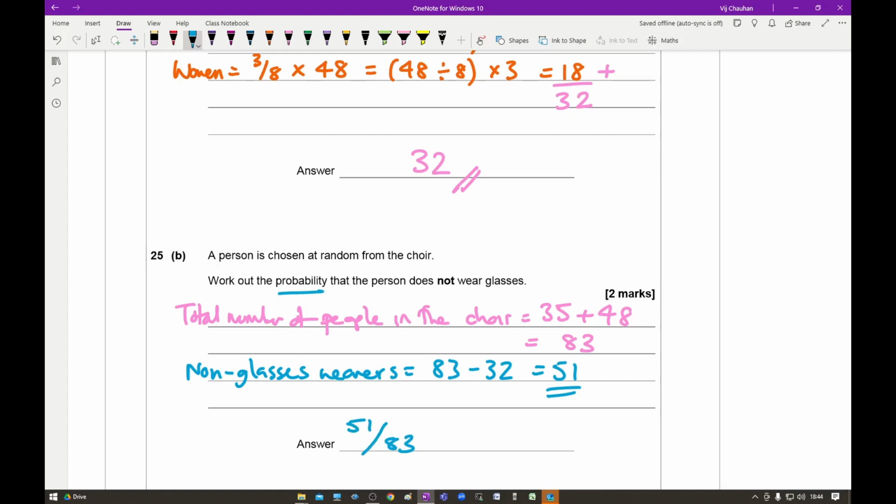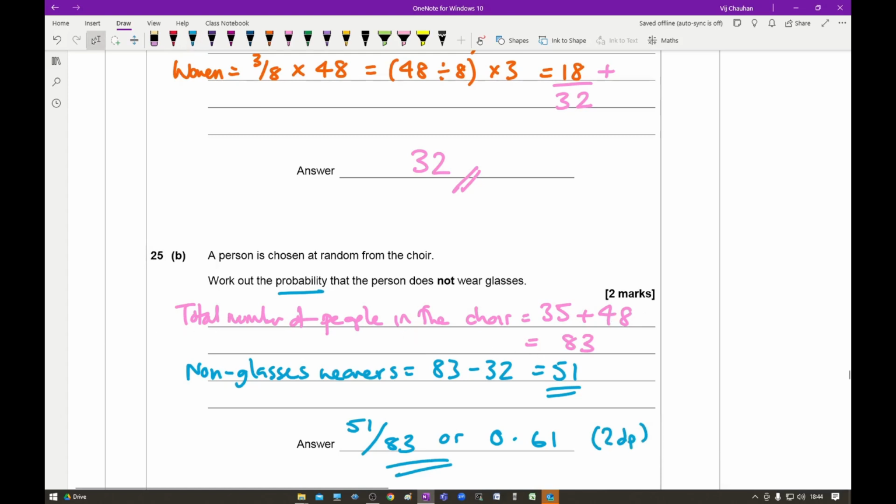Does that simplify? Let me just type that into my calculator to see if it does. Don't think it does, no. Or you can write it as a decimal, which is going to be 0.61, and that's to 2 decimal places. But personally, I would leave it as a fraction if, when you type into your calculator, you get a nasty decimal answer.